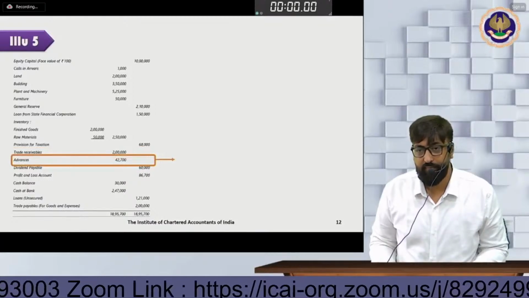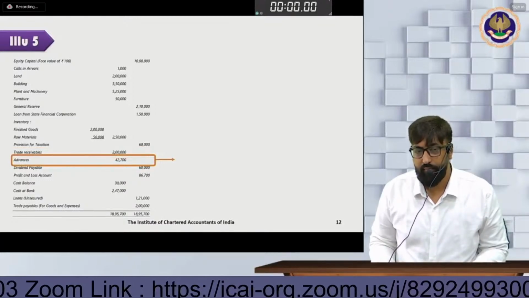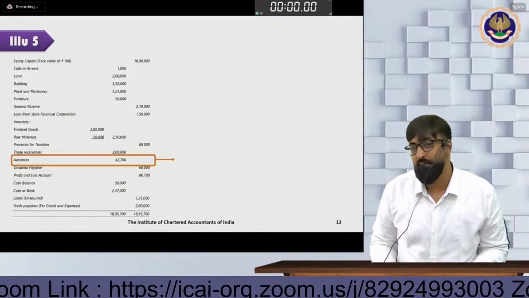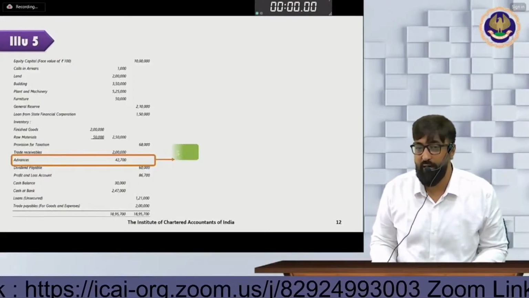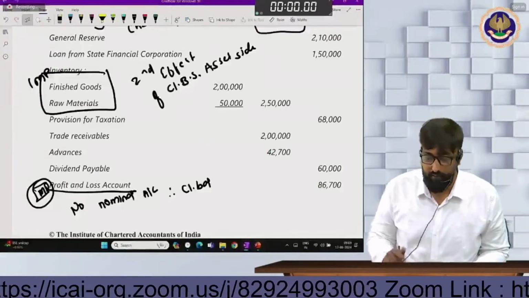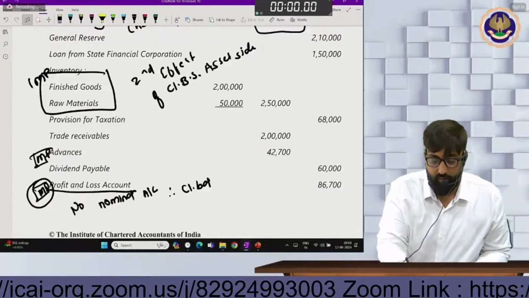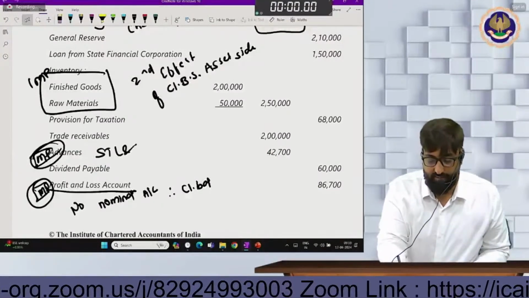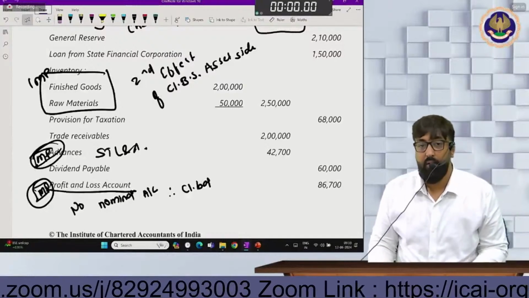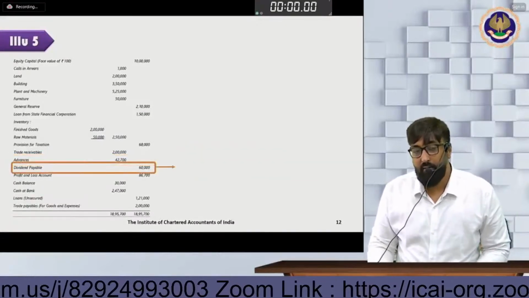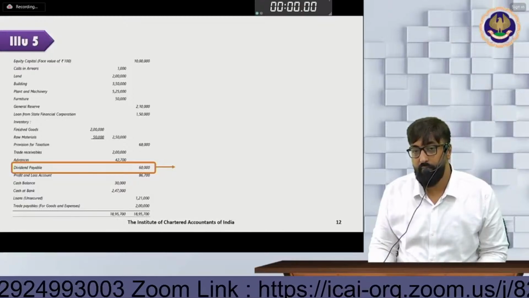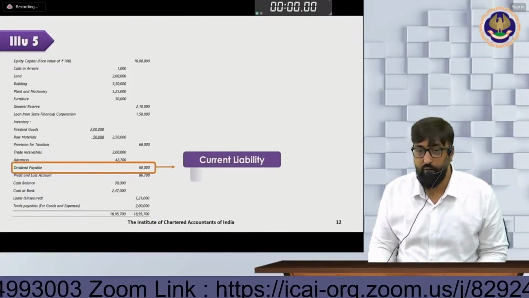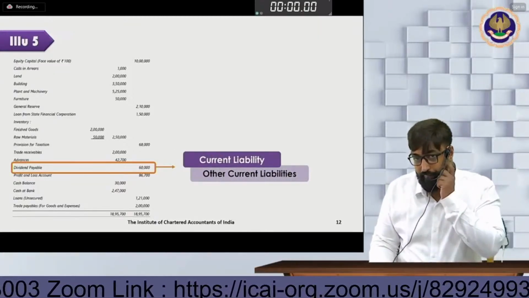Advances. If nothing is mentioned, advances are short-term loans and advances. If you are confused, you can write IMP over there. Short-term loans and advances. Dividend payable. Yes. So dividend payable, other current liabilities. Very good, beta. Other current liability.